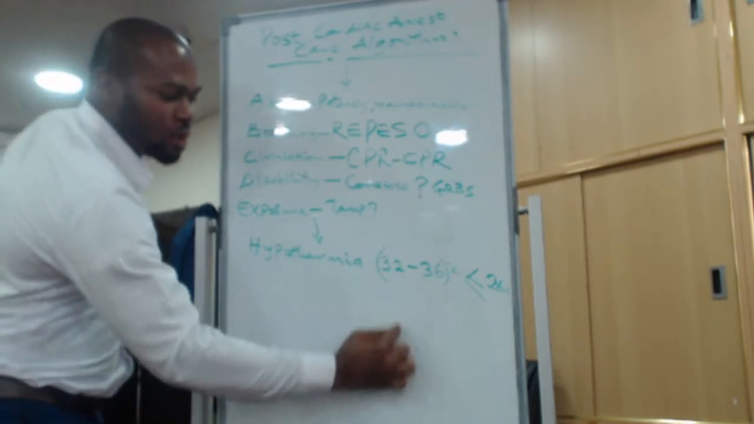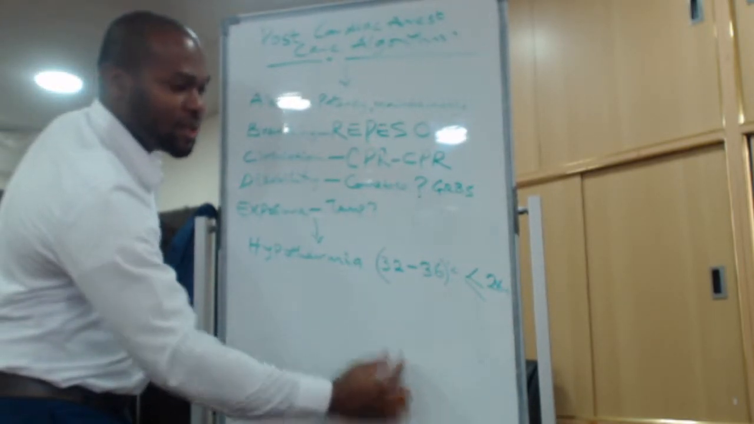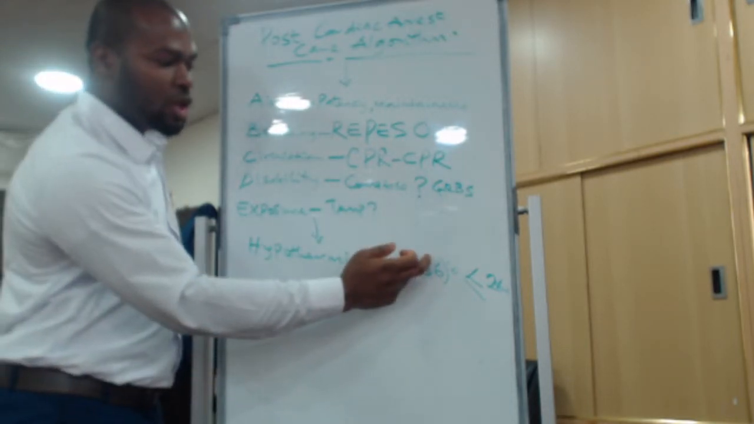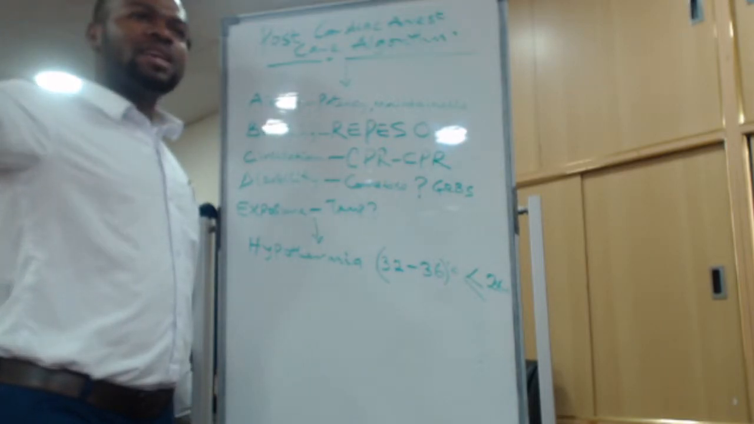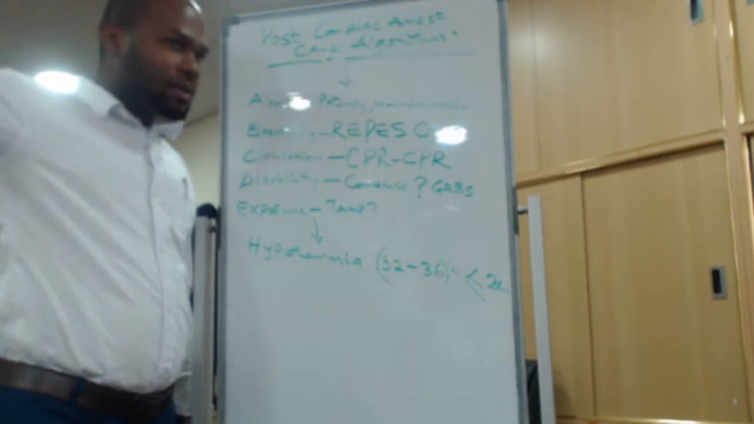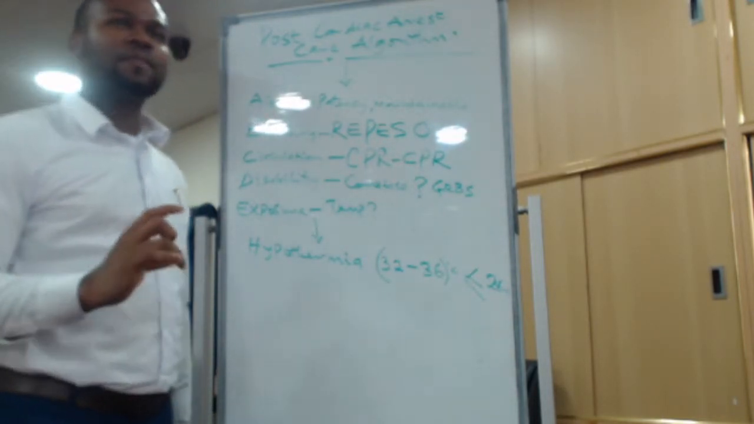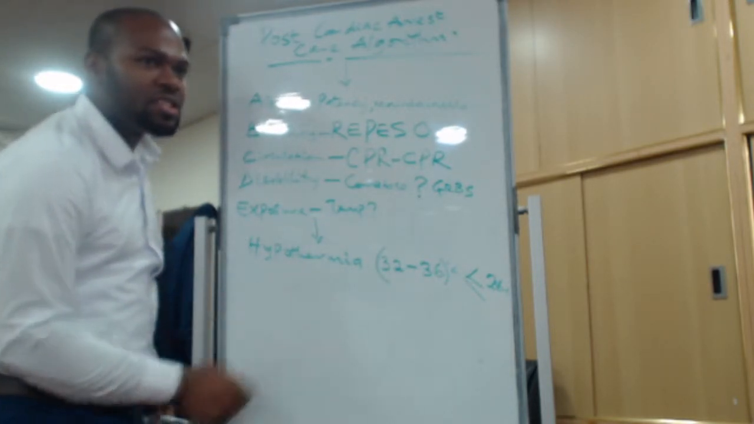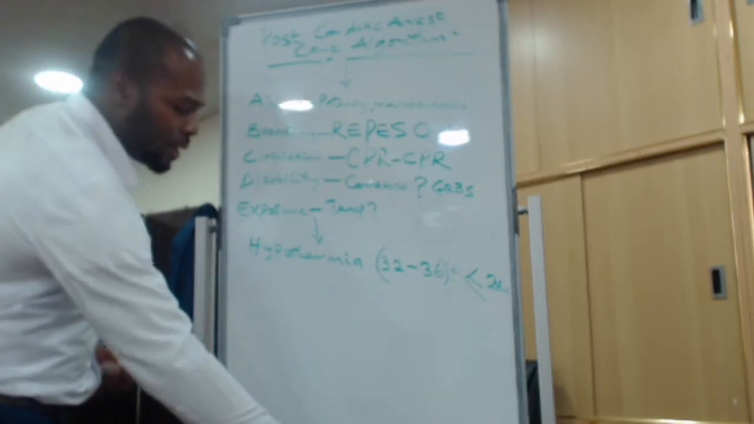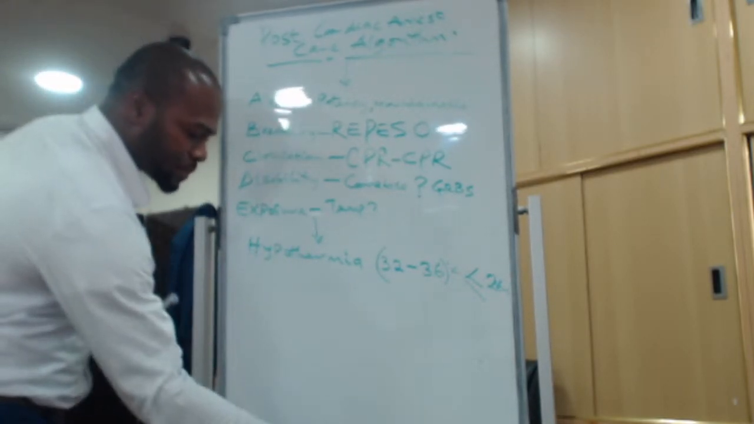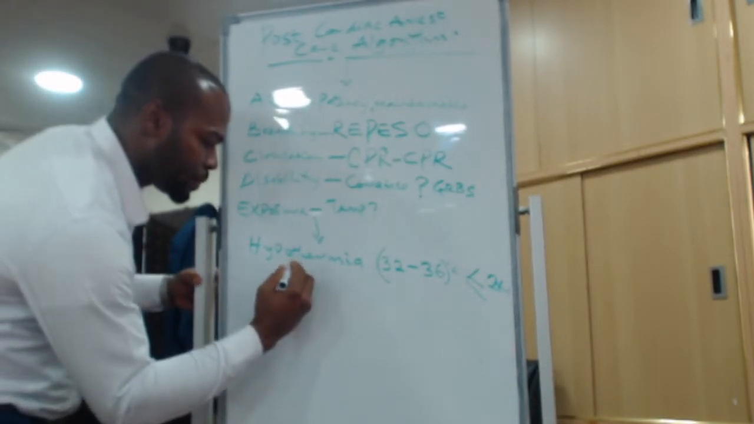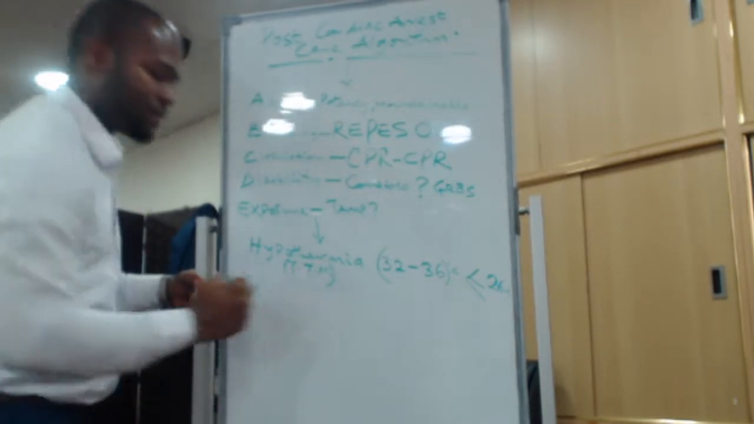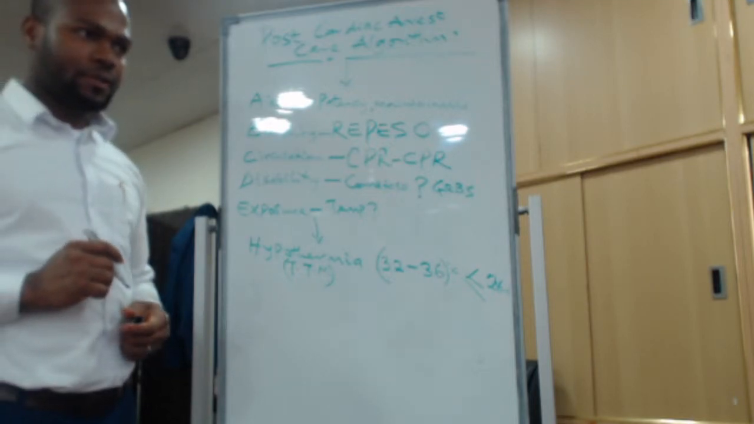Because if it drops below 32, gets to 30, the patient can relapse again into cardiac arrest. If it goes beyond 36, getting to 37, 38, 39, the patient can rearrest again. So you keep it within this range. That is why we call it TTM. So not just hypothermia, but let me put it below: targeted temperature management. That's the preferred term for it.